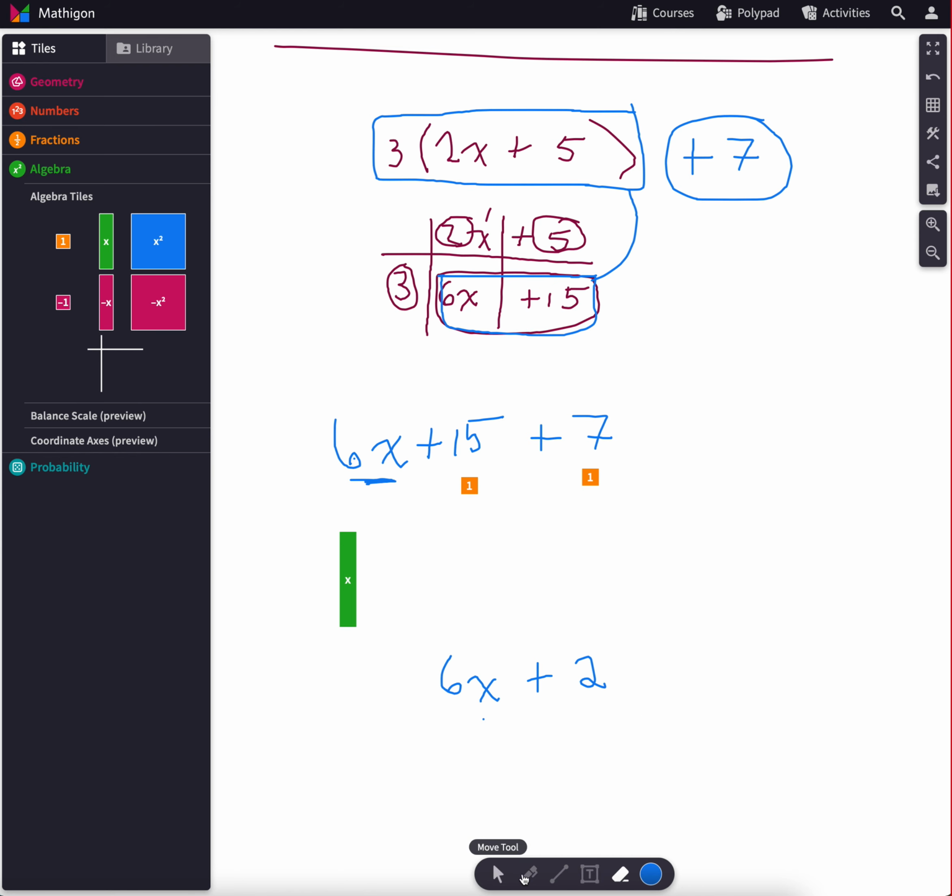I had to think about that one for a sec. Where did the 22 come from? That's where you added these two things together. And this would be your final answer.